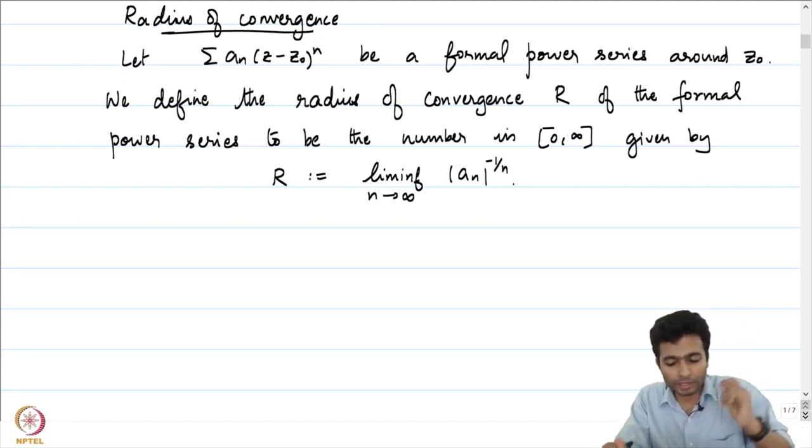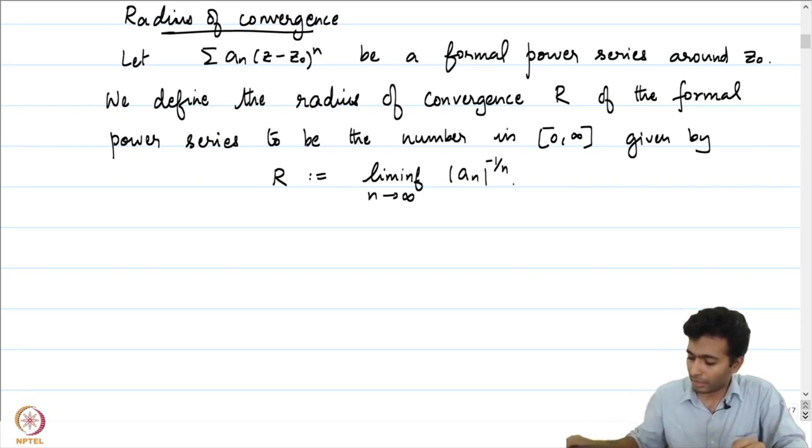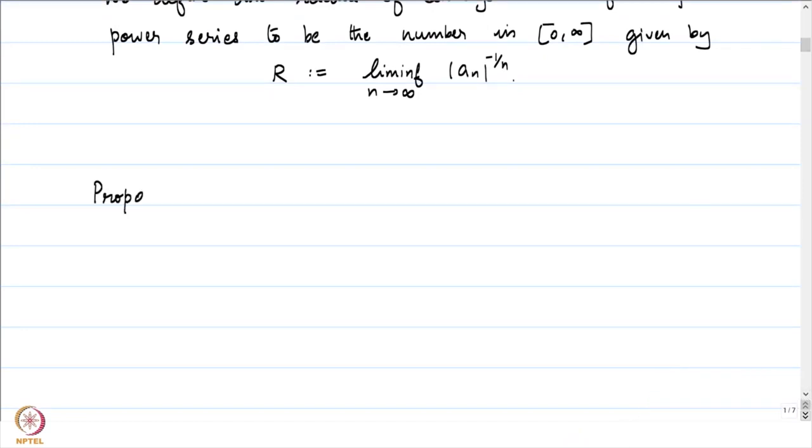The radius of convergence, as the name suggests, is a quantity which tells us something about the convergence of the given formal power series, which is captured in the next proposition which I will be writing. If you notice, the definition of radius of convergence implies that R in some sense captures how the coefficients of our given formal power series decay, how fast and to what number the coefficients decay. The proposition tells us that if we are in a disk of radius R around z naught, the formal power series converges absolutely in that disk. And if we are in the complement of the closed disk of radius R, the series diverges in that region.